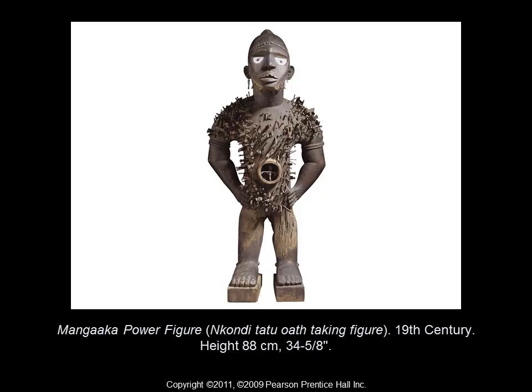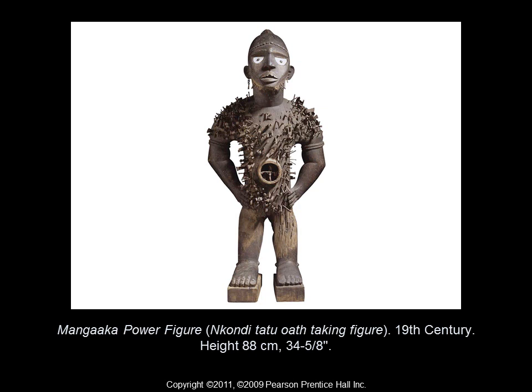This is a sculpture from the Congo. It is a mangaka power figure, Nkondi Tatu oath-taking figure, to be more specific, from the 19th century. Power figures had more real-life applications in African tribal life, meaning that they didn't only apply to the royal court. More common folk could have these in their possession.